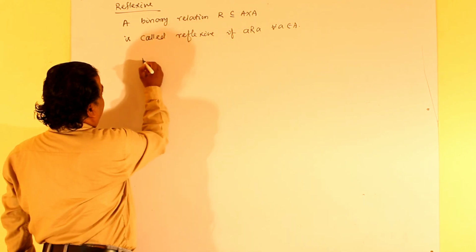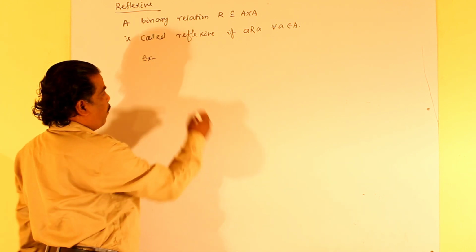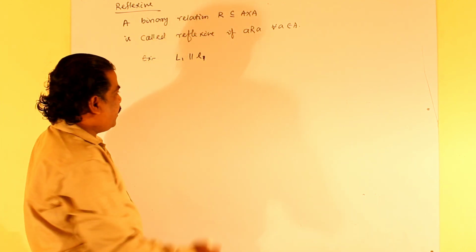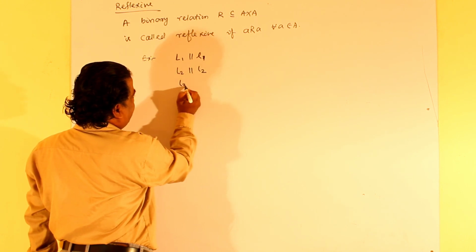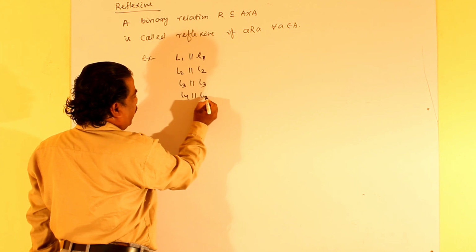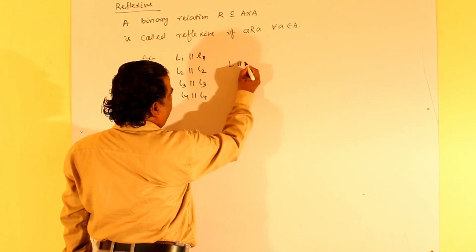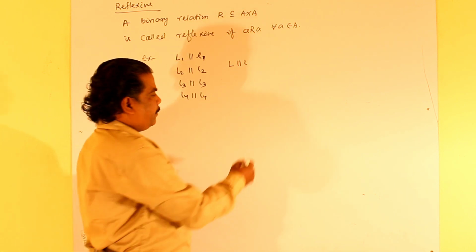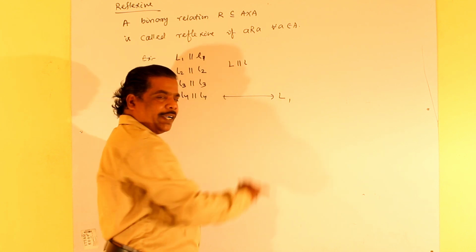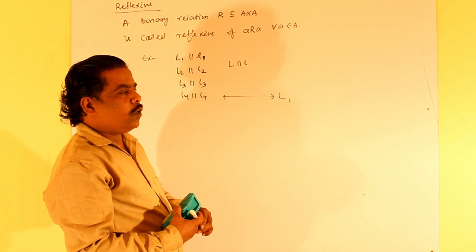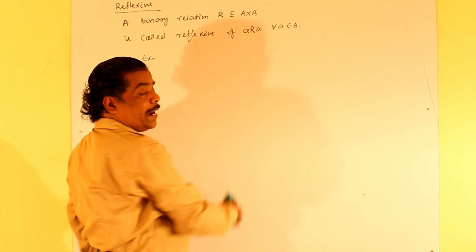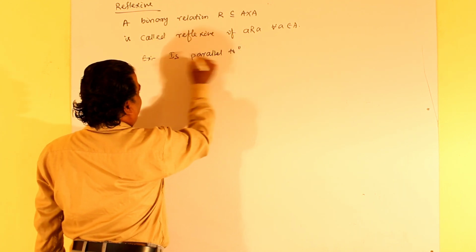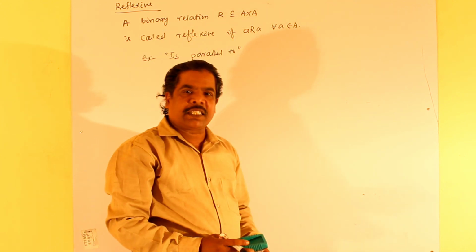Now, we take an example: parallel to. L1 is parallel to L1, so a is related to a. L2 is parallel to L2, L3 is parallel to L3, L4 is parallel to L4. So a is parallel to a for all a, for all lines are parallel to themselves. You take a line L1, it is parallel to itself, so a related to a is satisfied. So is parallel to, in the set of straight lines, is an example of a reflexive relation.